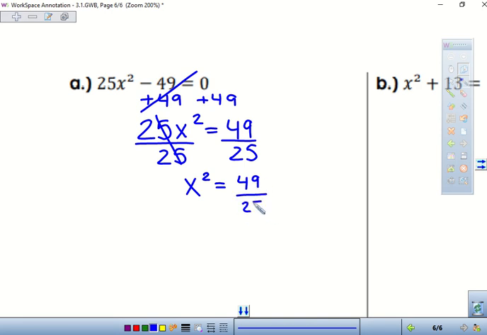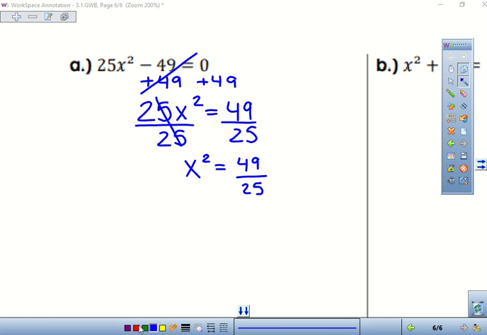So in order to reverse a square in math, because we want to solve for x, does anyone know what we do? Take the square root of both. Take the square root. A square and a square root reverse each other. So in order to get rid of this x squared, I'm going to take the square root. But what I do to one side, I have to do to the other side to keep balance in the equation. So this is going to give me x equals.